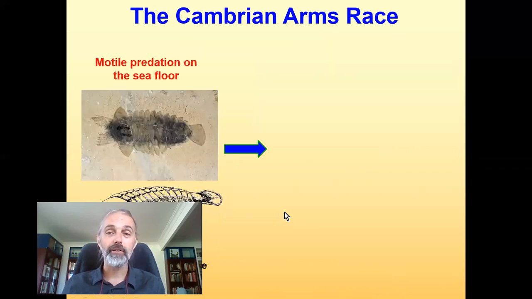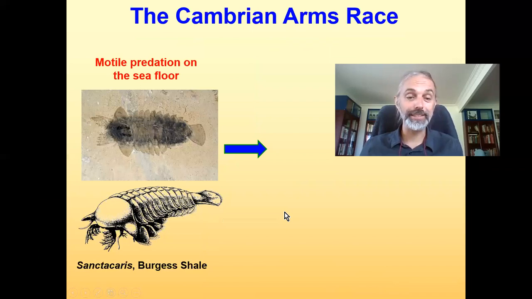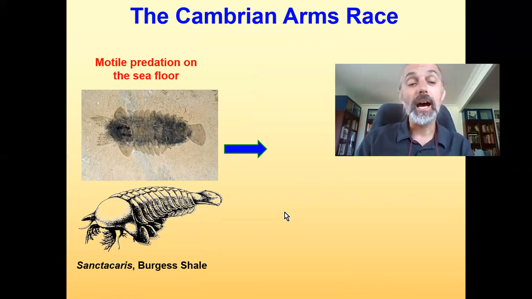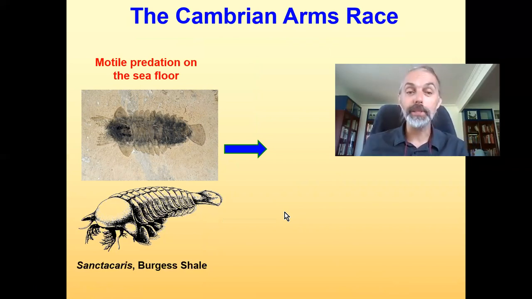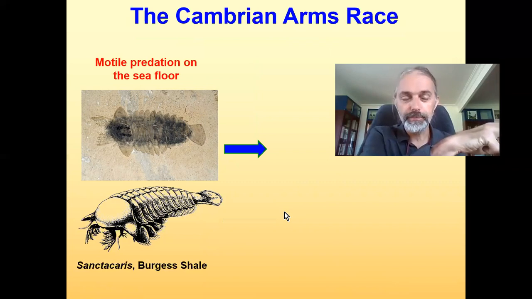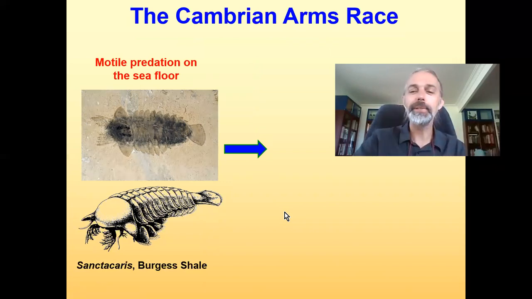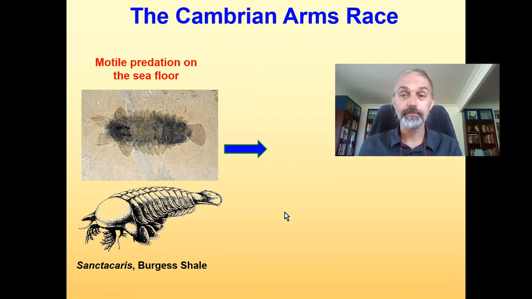Then we have really fearsome predators like Sanctacaris. That's probably the precursor of sea scorpions and modern land scorpions. It could not swim yet, as far as I know. It was creeping across the surface of the seafloor looking for food. So what did prey do to avoid being eaten by Sanctacaris? I give you two examples of strategies.